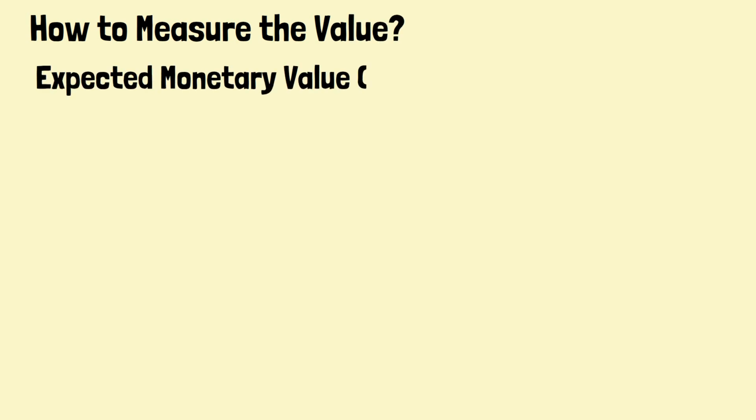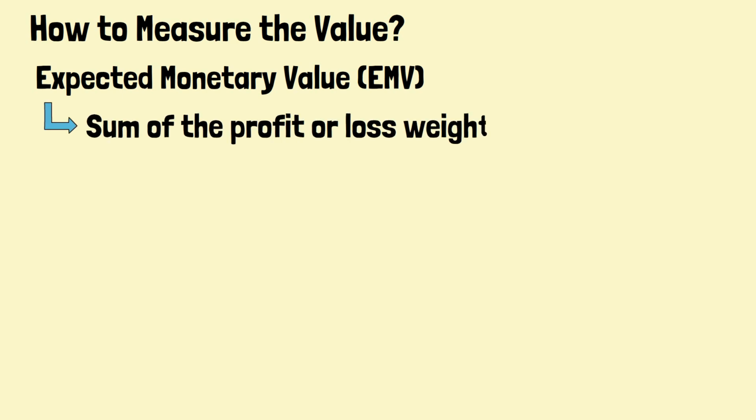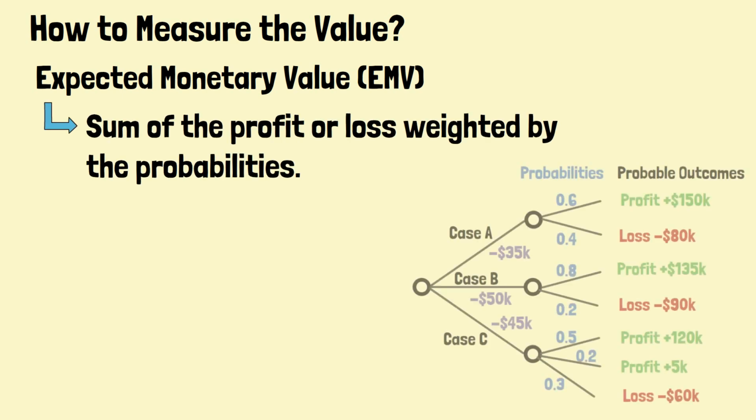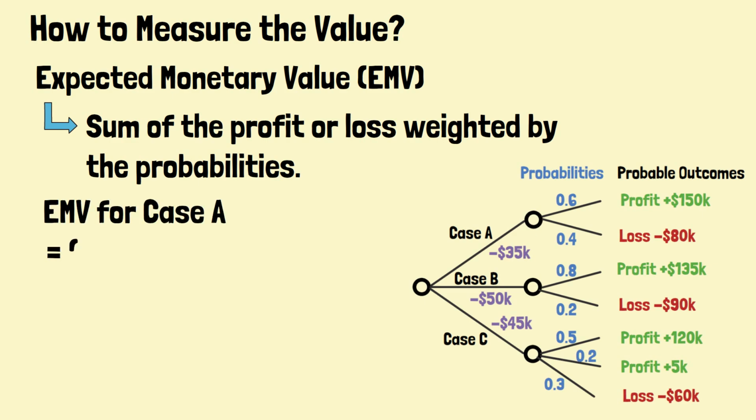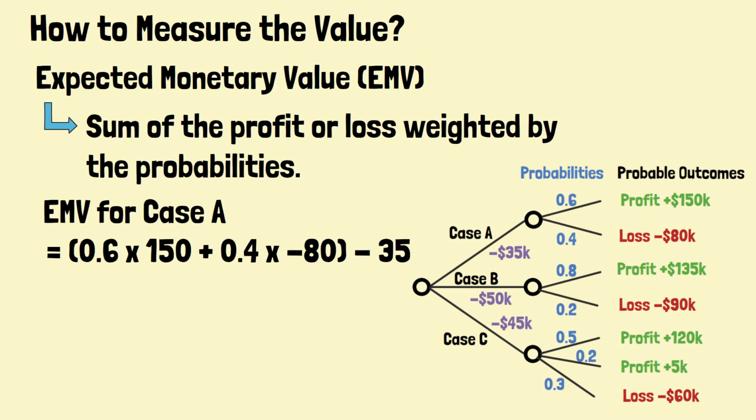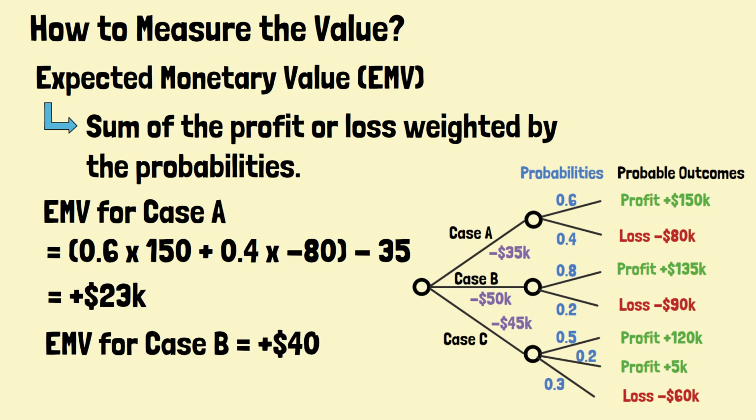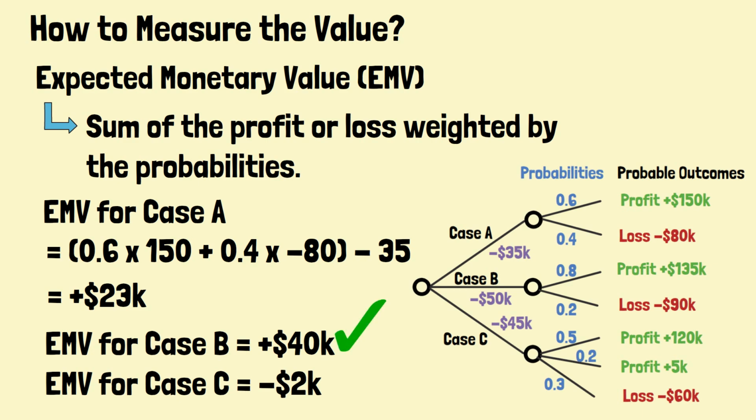The measure of expected value for each case is usually expected monetary value, or EMV. The equation is sum of the profit or loss weighted by the probabilities. Let's do a simple calculation on Case A. By summing the multiplications of probabilities and profit and loss, and taking into account the sunk cost, the EMV is $23,000. By applying the algorithm to other cases, Case B seems to be the most attractive investment.